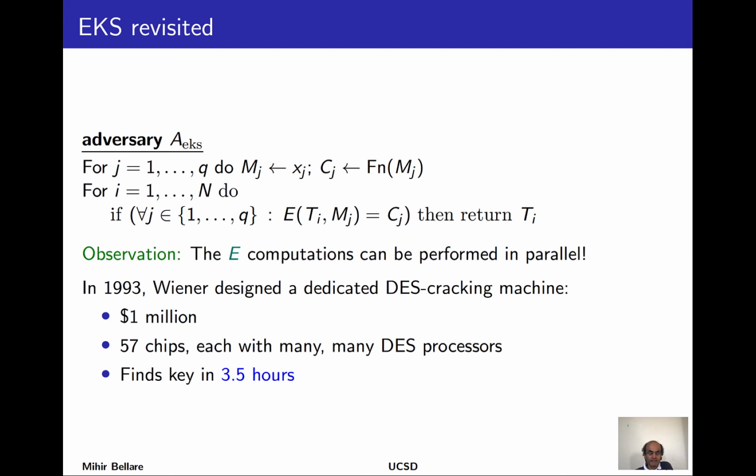In the early 90s, just around the time of these other attacks, Michael Wiener decided to architect a DES cracking machine. He didn't actually build it, but he designed the architecture that used special purpose hardware and had a whole slew of racks covered with chips, each with many, many DES processors, cranking through as many keys as possible at the same time and reducing the key search.